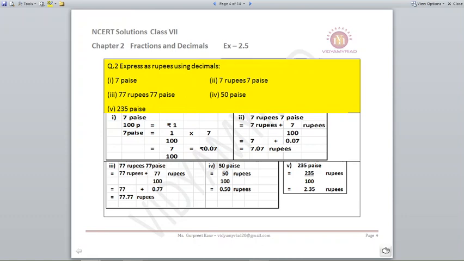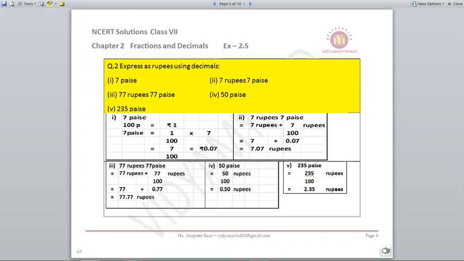So let's see in the second case, 7 rupees 7 paise. So 7 rupees will remain 7 rupees. What will happen to 7 paise? 7 divided by 100 to convert it into rupees. So it will become 7 plus, what is 7 upon 100 if I want to put it into decimal? 0.07. Count the zeros and count the digits in the numerator and then put the decimal. If nothing is there, put 0 there. So 7 plus 0.07 becomes 7.07 rupees.